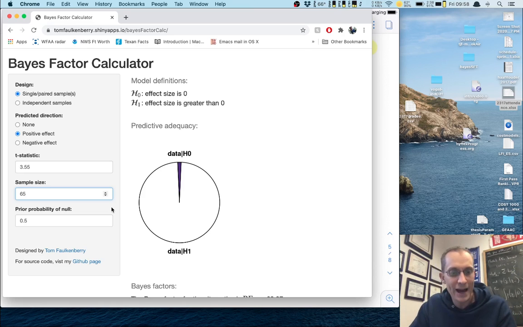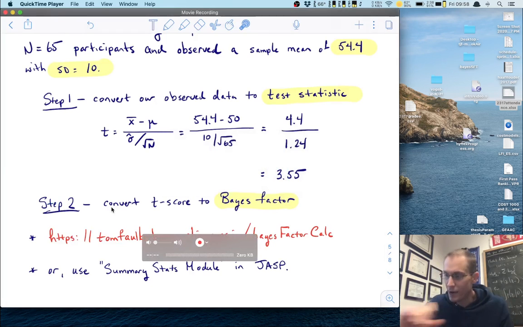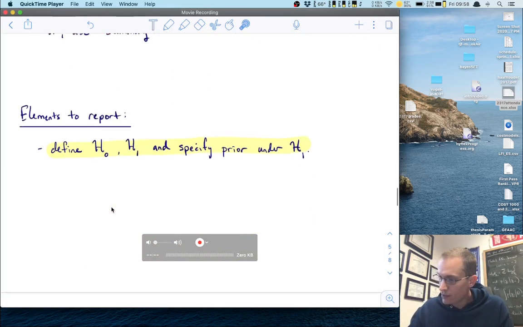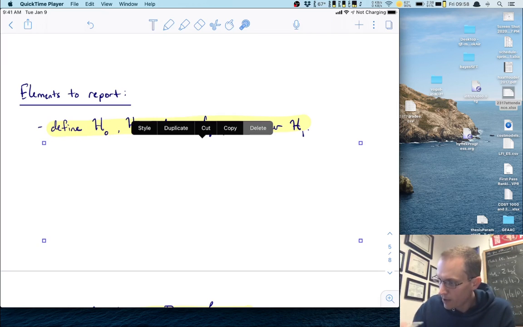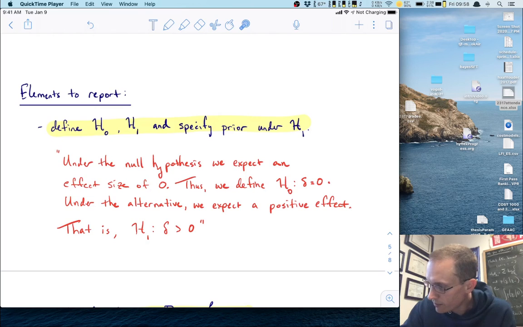Well, let's go back to our notes and let's solve our problem and write down a little results section in which we can interpret what we have done. So let's go back and do that. What are the elements to report? Well, first, let's define H0 and H1, and then ignore this part right here for now about specifying a prior. We'll talk about that in another lecture. For now, all I want to do, in fact, let me just erase this.